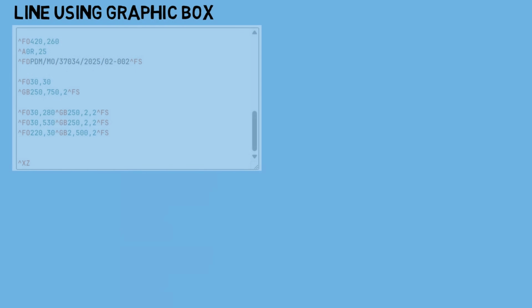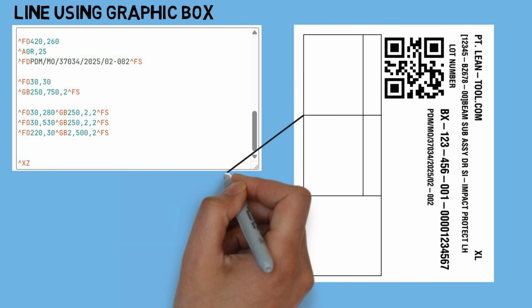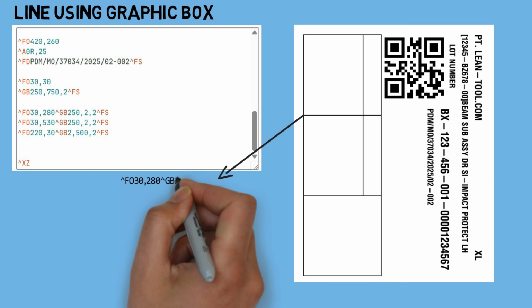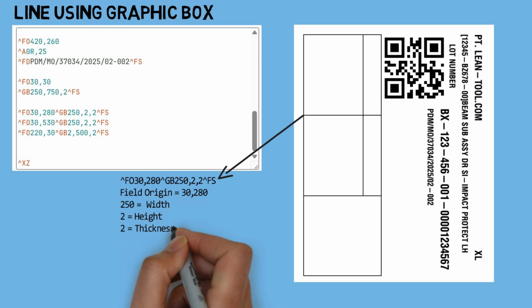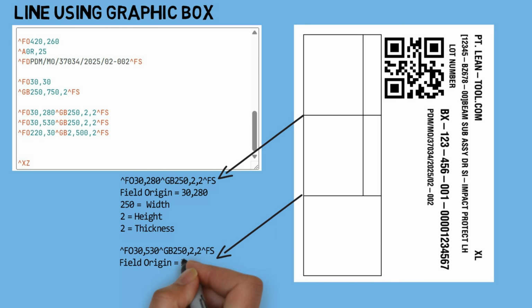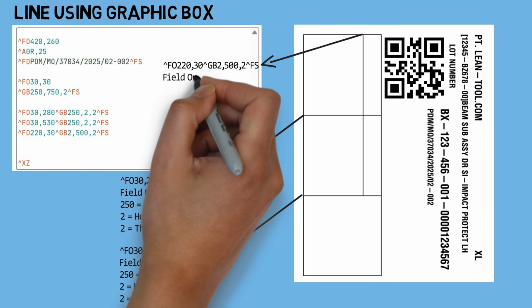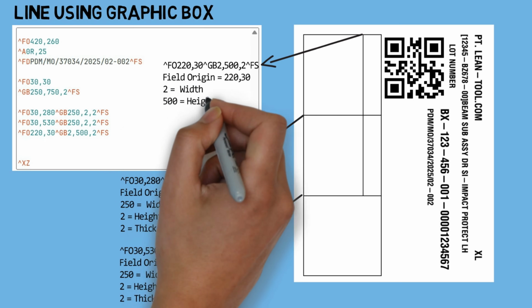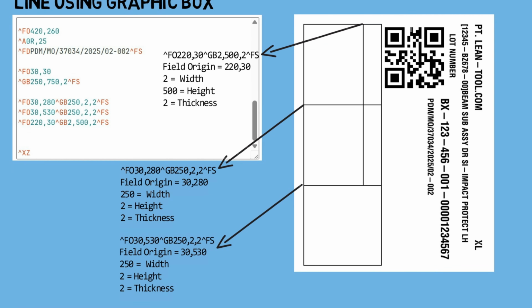Next, we can draw lines using the same graphic box command. In this example, I'm creating 3 lines, 2 horizontal lines and 1 vertical line. For the horizontal lines, I set the height to 2, which is the same as the thickness. This makes the box appear like a thin horizontal line. And for the vertical line, I set the width to 2, so it becomes a thin vertical line. So basically, by adjusting the width and height values, we can use the graphic box to create lines in any direction we need.